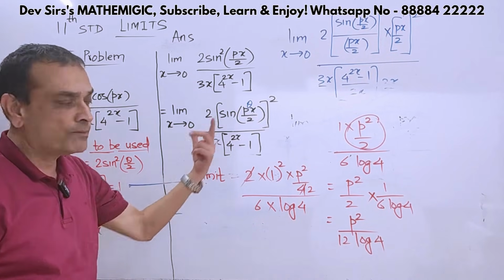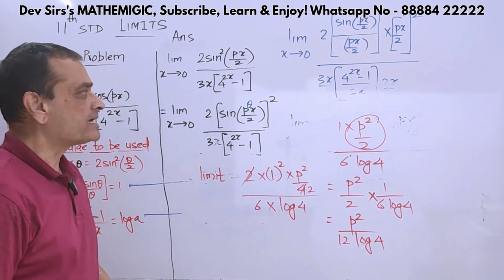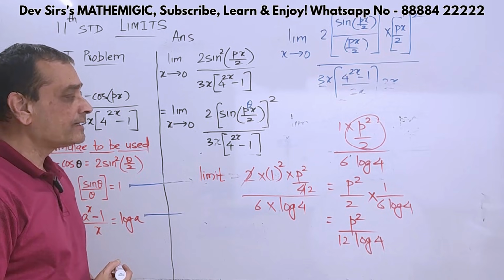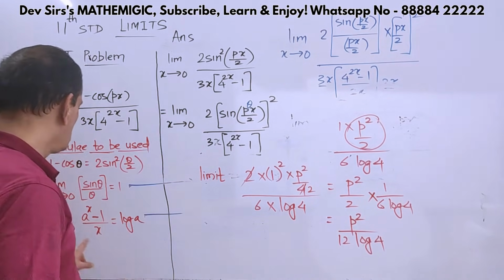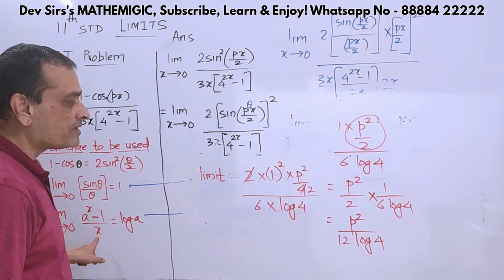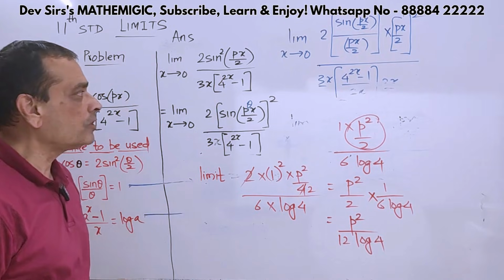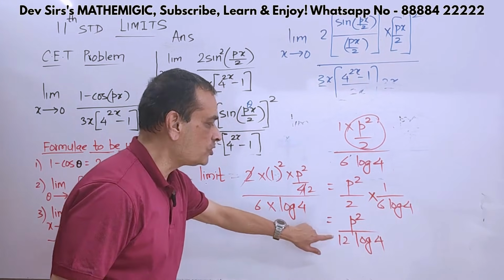So how did we get 6? By multiplying the numbers in the denominator. How did we get 1? Sin theta upon theta. And how did we get log 4? From 4 raised to 2x minus 1 upon 2x. From there we got log 4. And then finally 6 into 2 gives you 12.